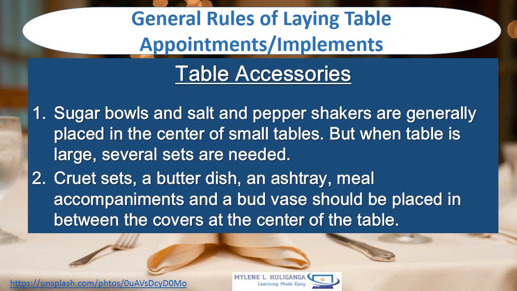For table accessories, sugar bowls and salt and pepper shakers are generally placed in the center of small tables, but when table is large, several sets are needed. Cruet sets, butter dish, an ashtray, meal accompaniments, and a bud vase should be placed in between the covers at the center of the table.